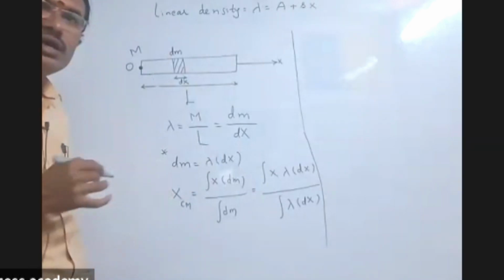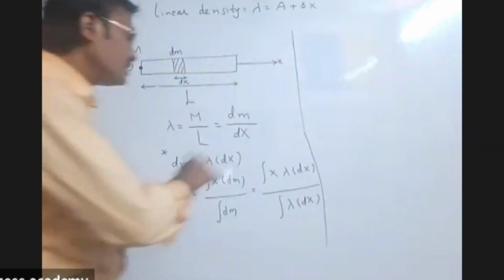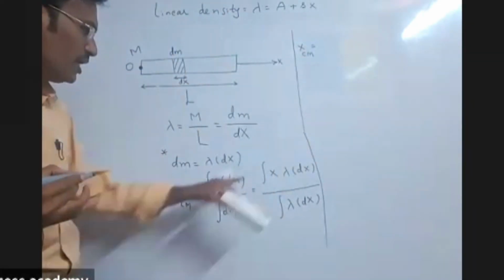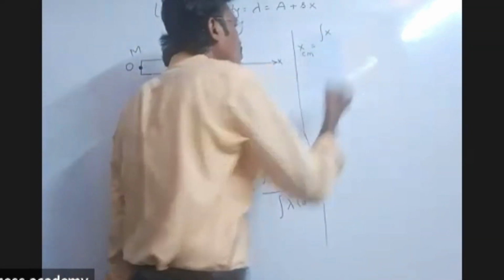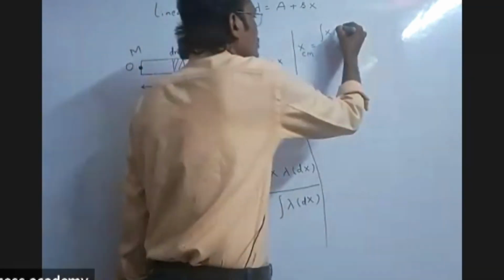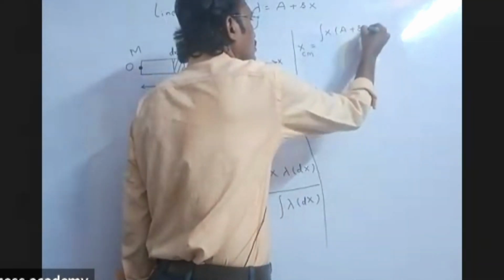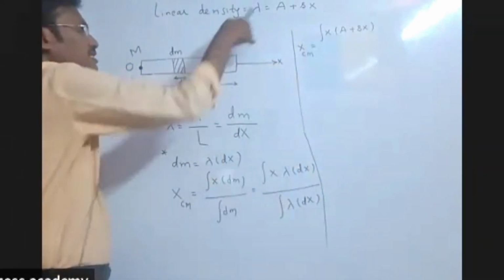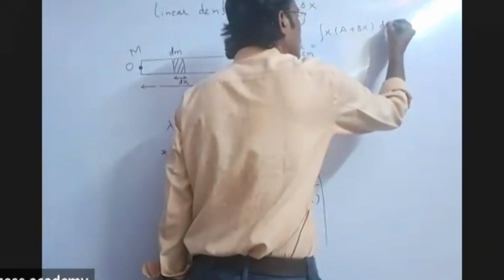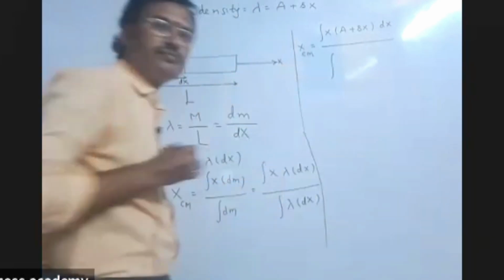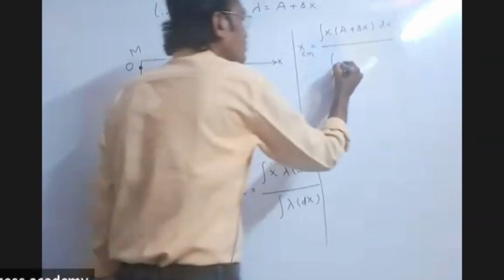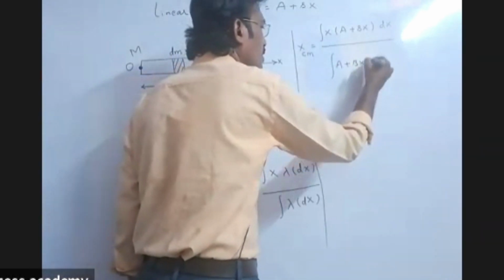See here now. Here I am taking further, that is xcm is equal to integral x into lambda dx. Lambda is nothing but what's the value? Given that a plus bx. Lambda is nothing but a plus bx. And again, dx is present here. As usual, write dx by integral lambda, and lambda is again a plus bx, into dx.